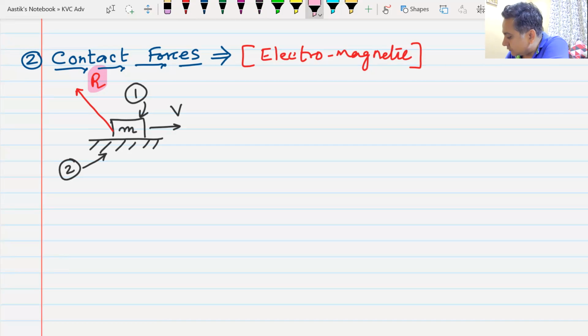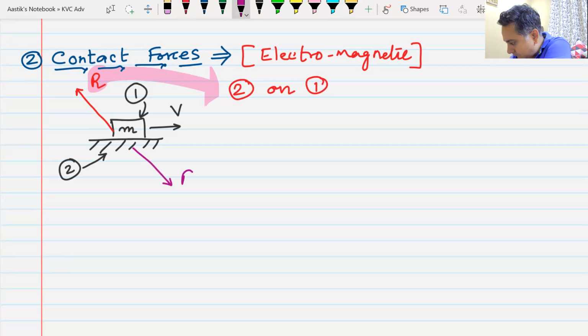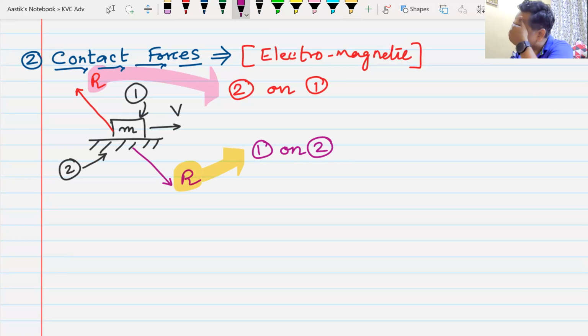Force applied by body 1 on 2. This R is the force applied by body 2 on body 1. And if I draw this one, this one would be the force applied by body 1 on body 2. They are equal and opposite. Forces always exist in pairs. This is known as a reaction force.